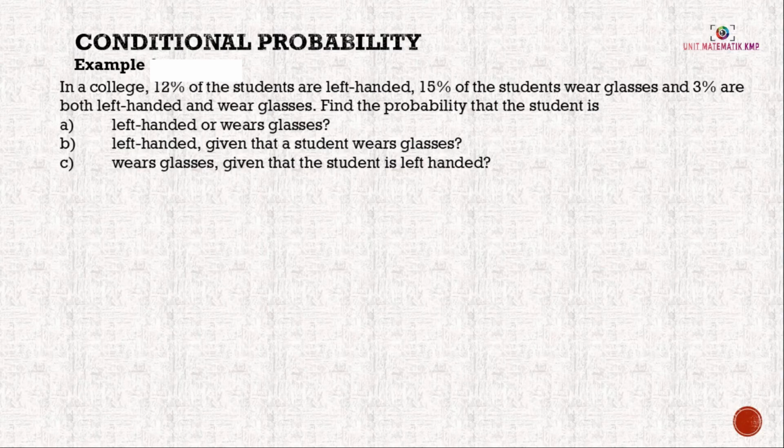Okay, next question, example 2. In a college, 12% of the students are left-handed, 15% of the students wear glasses, and 3% are both left-handed and wear glasses. So we need to find the probability.